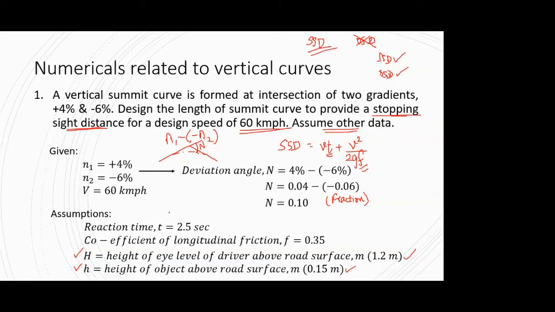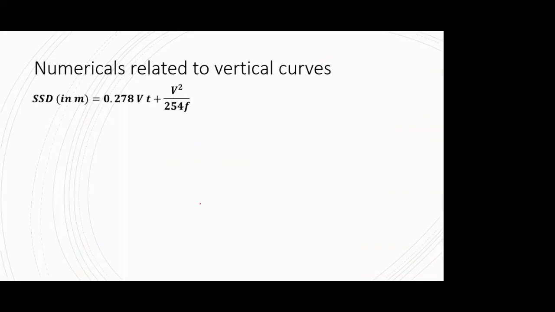So now we are in a position to go ahead with the formula. First of all, we need to find out the SSD, stopping sight distance. This is 0.278Vt plus V square upon 254F. I have adopted this formula because I want to directly use the value of speed in kmph. Substituting the values, V is 60 kmph, T we have assumed reaction time is 2.5 seconds, and the coefficient of longitudinal friction is 0.35. Sorry, V is 60 kmph over here, not 50.